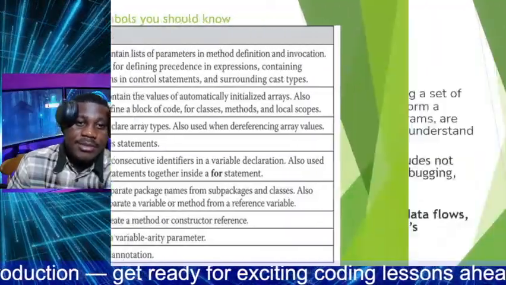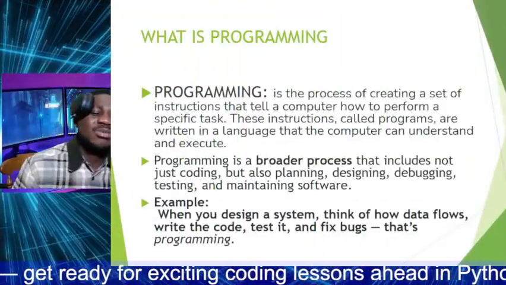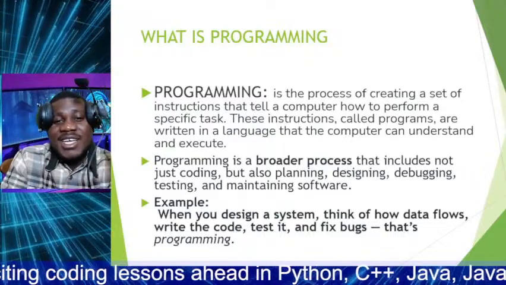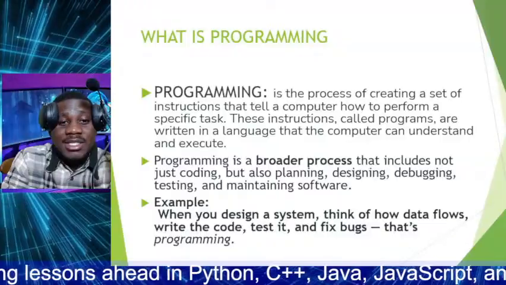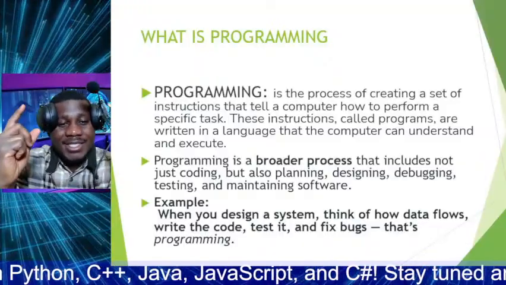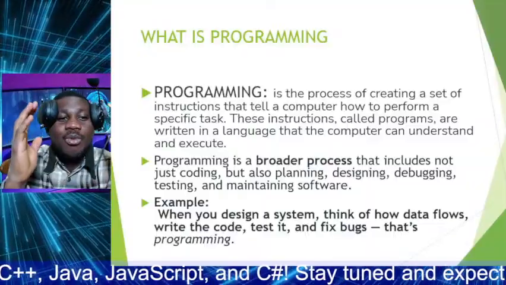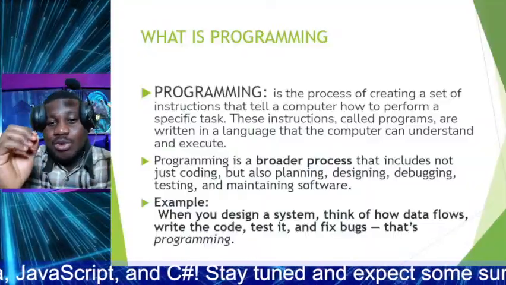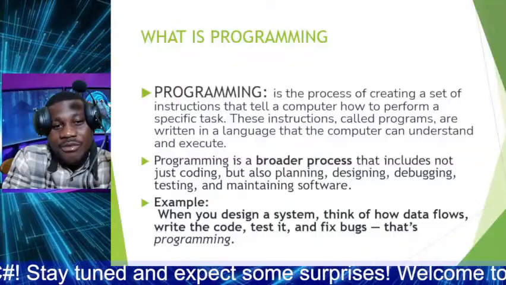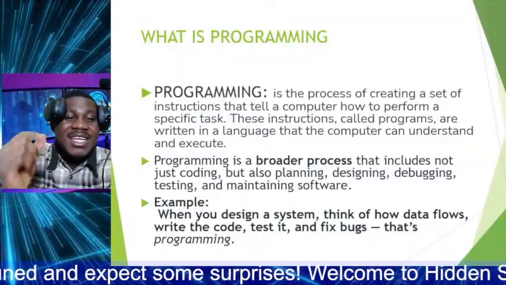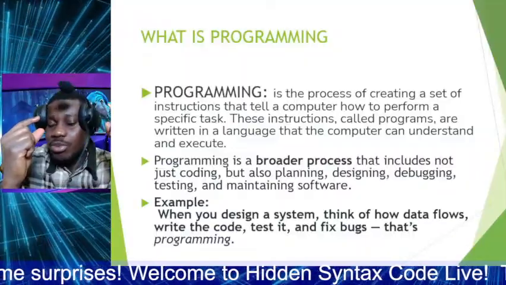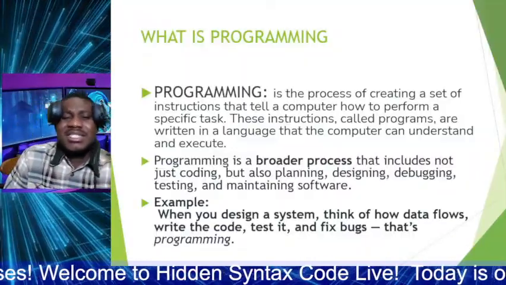And again, let's proceed. So when you ask what is programming, what does it mean? In a simple definition, programming is the process of creating a set of instructions that tells a computer how to perform a task. So this is the simplest form of what is programming. You understand? Programming is the process of creating a set of instructions that tell a computer how to perform a specific task. If you want to know what is programming, this is the simplest definition of programming.